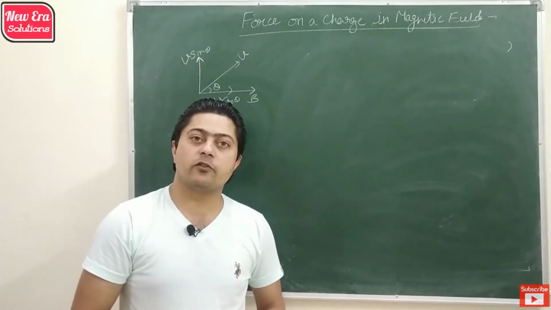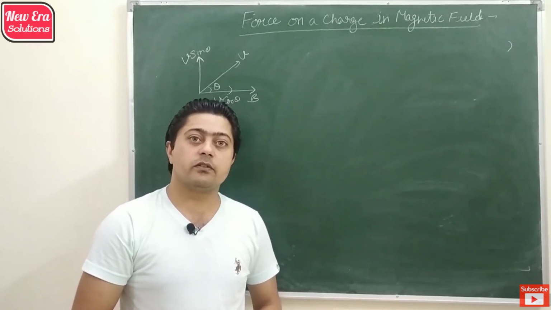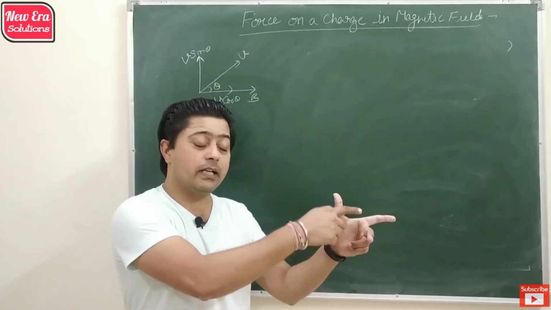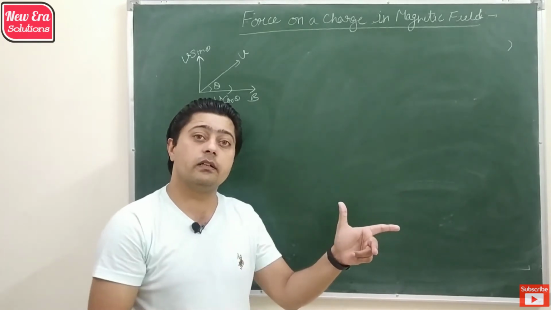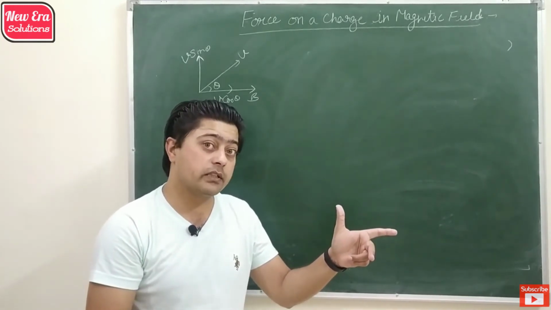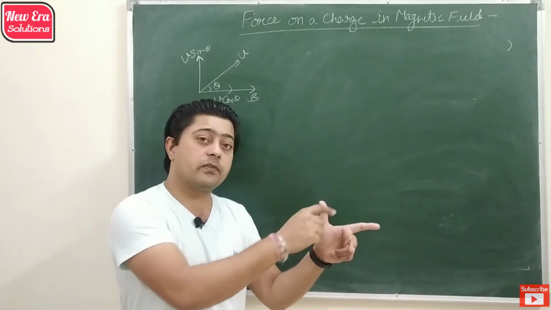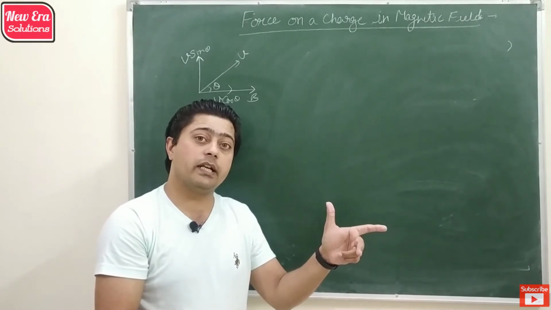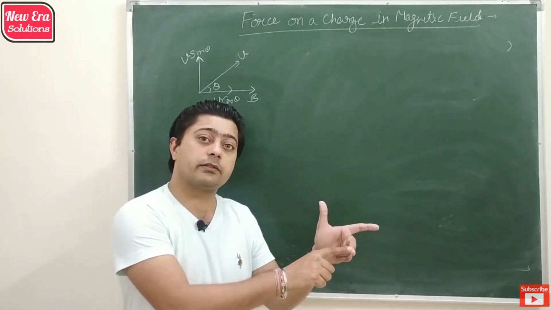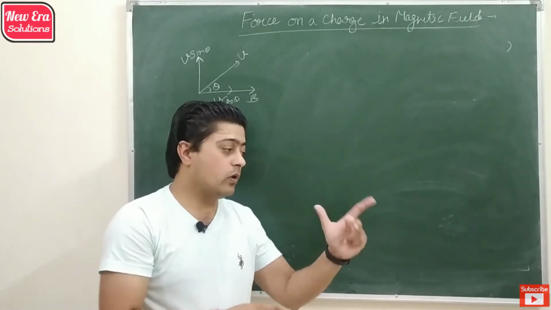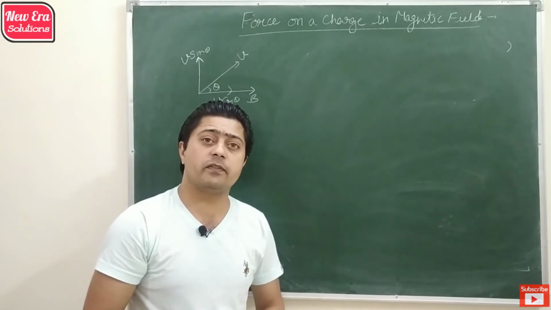To find the direction of force, we can use Fleming's left hand rule, in which we arrange our left hand in such a manner that our thumb, first finger and middle finger are mutually perpendicular to each other. Then the thumb represents the direction of force, the first finger represents the direction of magnetic field, and the middle finger represents the direction of velocity. By rotating the palm, we can find the direction in any case.